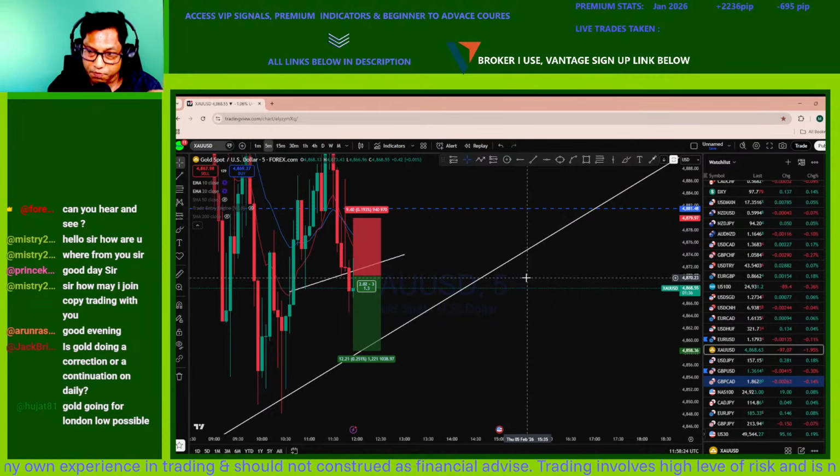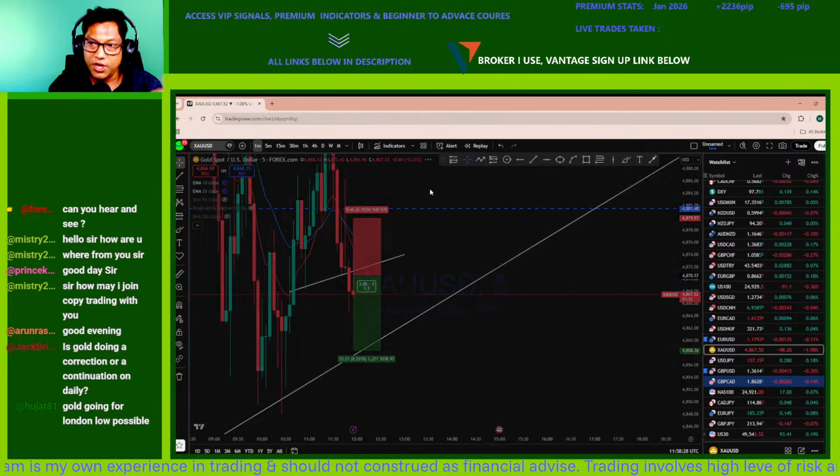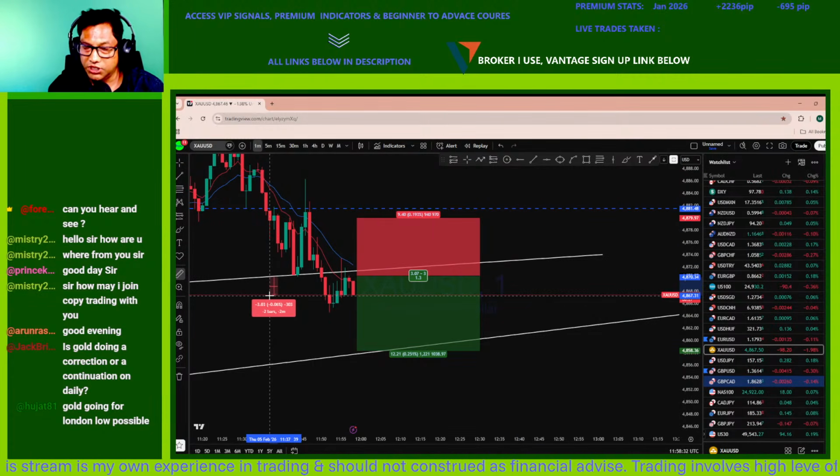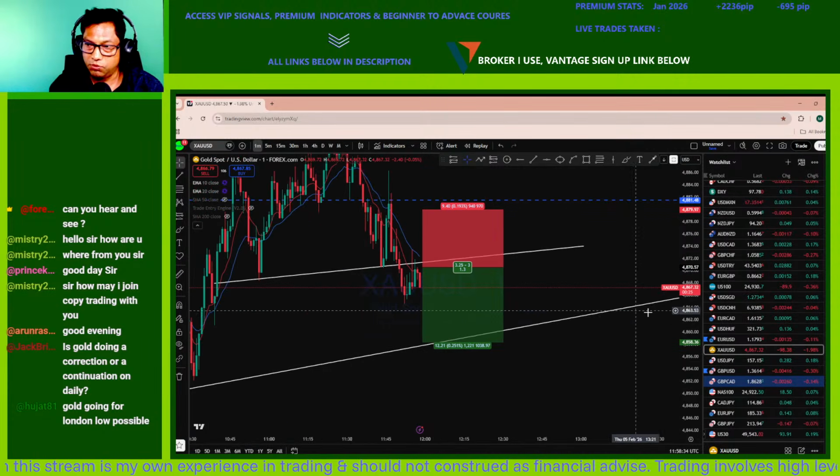They're expecting it to break below here, and if the market breaks below, we are looking at catching some quick move and then closing out of the trade as soon as possible.